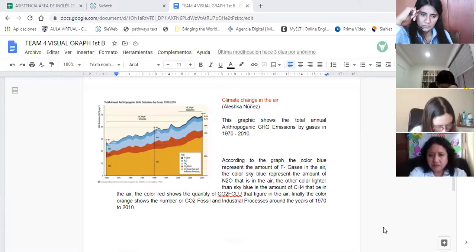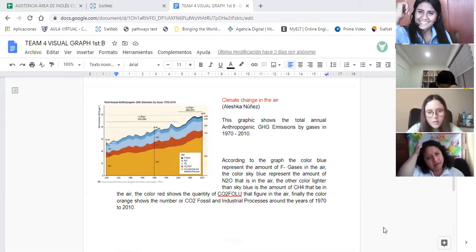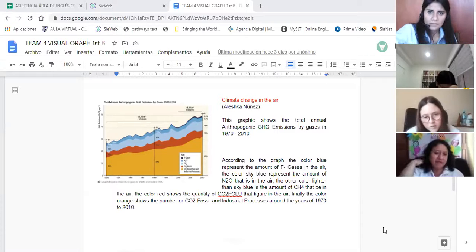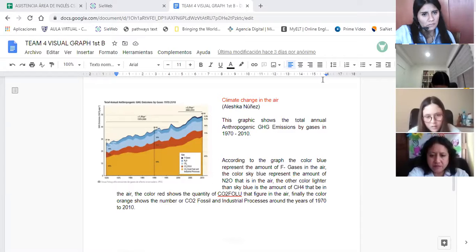Finally, the color orange shows the number of CO2 fossil and industrial process around the years of 1970 to 2010. For me, this graphic is important because it shows us that the change in the earth is bigger and we must care for the planet. Thank you.